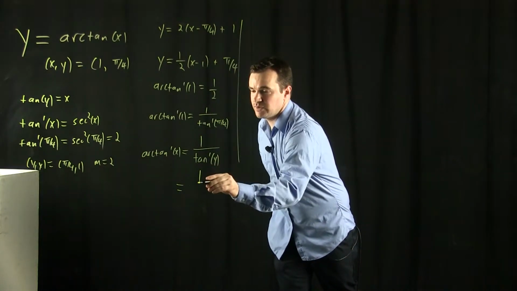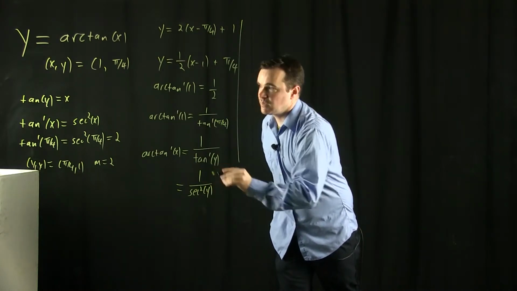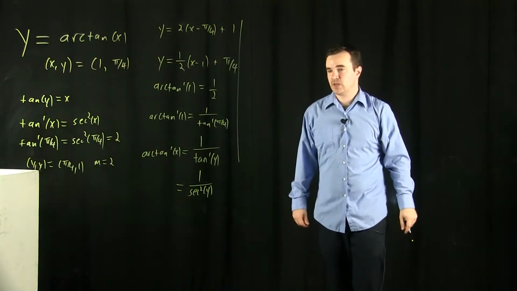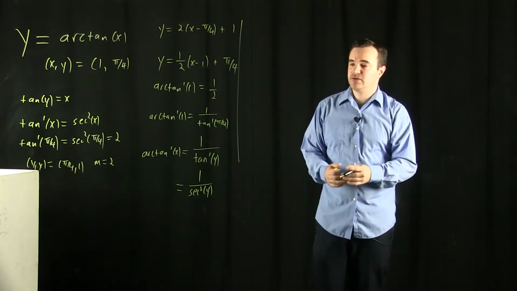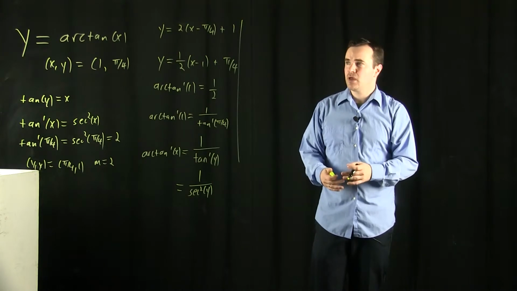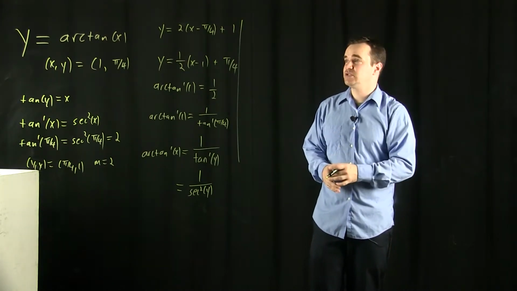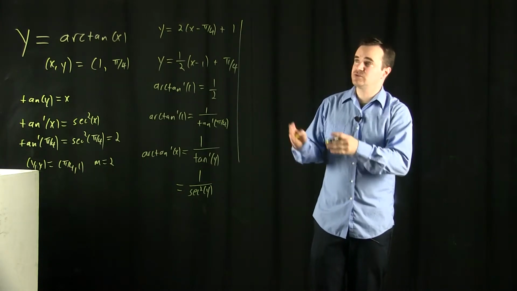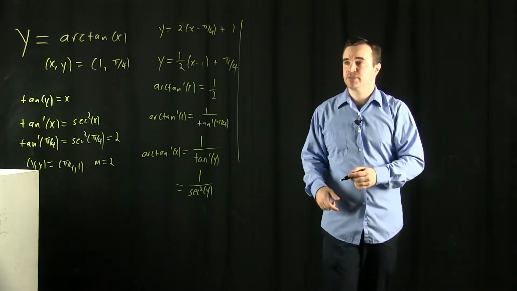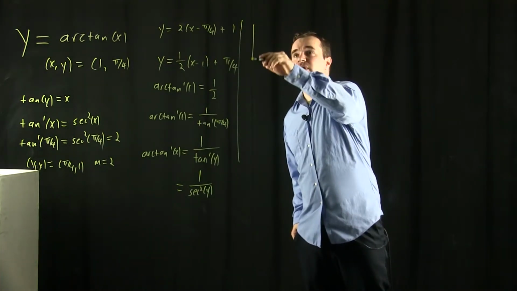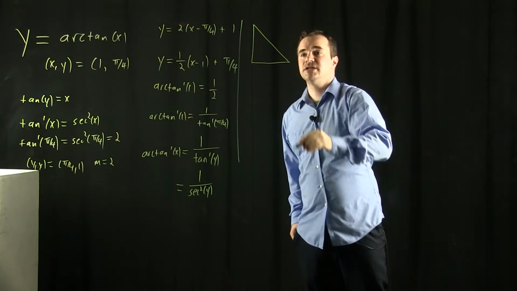I'll remember that this is 1 over secant squared of y. And this is the thing that I want to rewrite and find a formula for in terms of x. And in order to do this, I like to go back to this technique that I call drawing the picture of the equation. So our original equation was y equals arctangent of x, or tangent of y equals x. And I want to draw a picture of that equation.